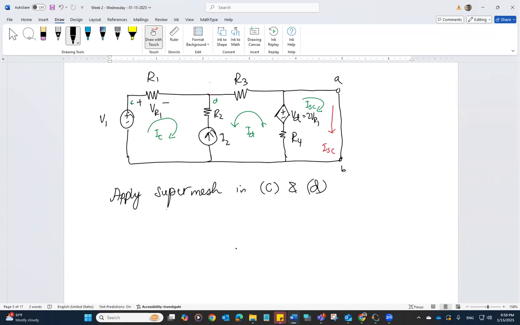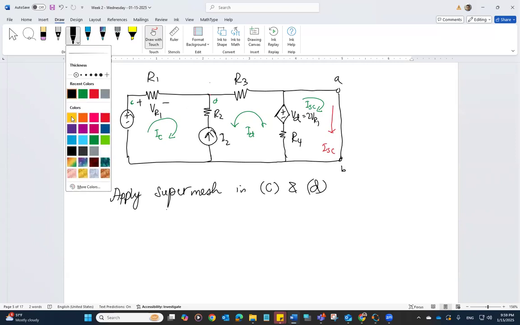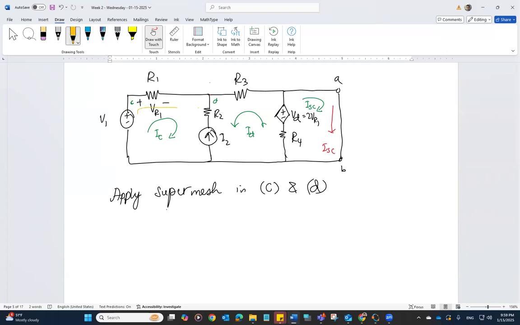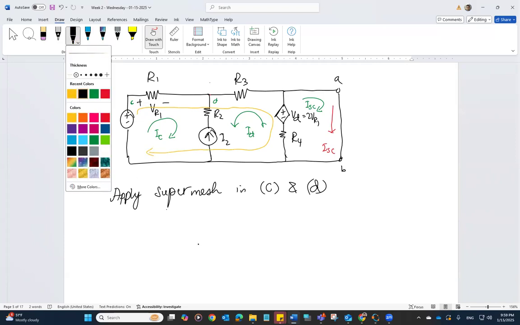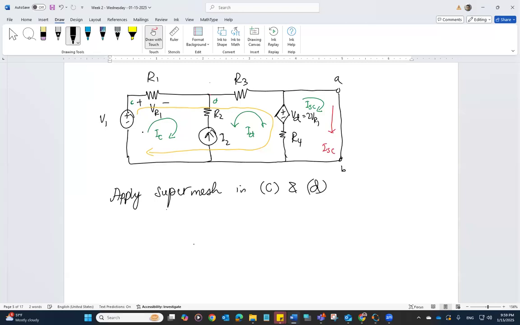All right, when you apply super mesh in C and D, basically you are going around the bigger loop. You're going around this loop right here, and then you're writing the KVL equation in the outer loop. So what will be the KVL equation for the outer loop? I'm just going to start with the negative sign over here. So negative V1 plus VR1.